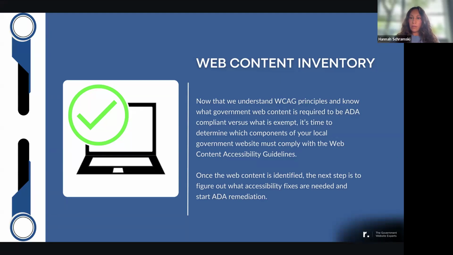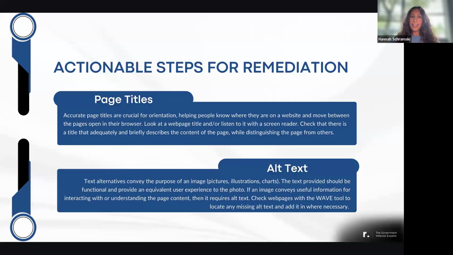So we're going to start talking about our 10 actionable steps for remediation. The first thing we'll discuss is page titles. So accurate page titles are crucial for orientation, helping people know where they are on a website and move between the pages open in their browser. So the first thing a screen reader would say when a user goes to a different web page is the page title. So you have to make sure the title is different from other pages on the website.